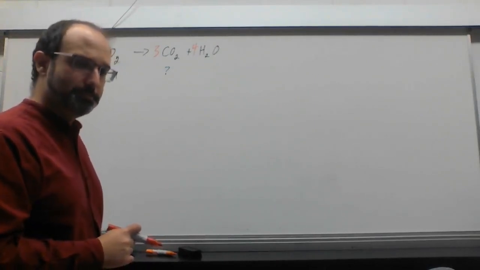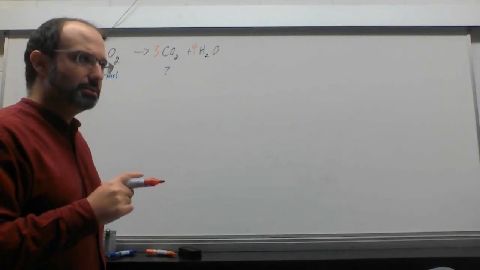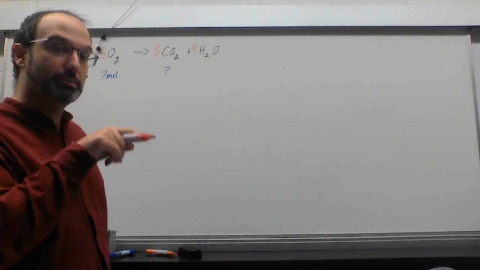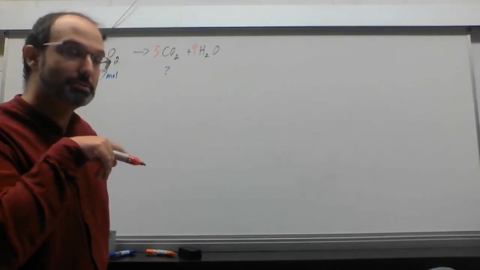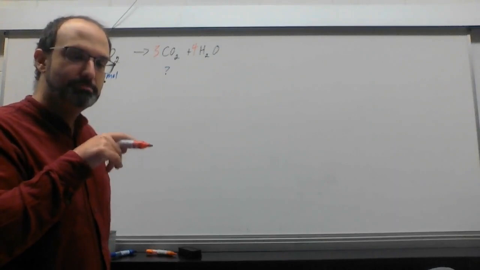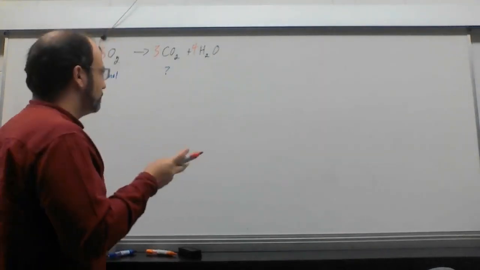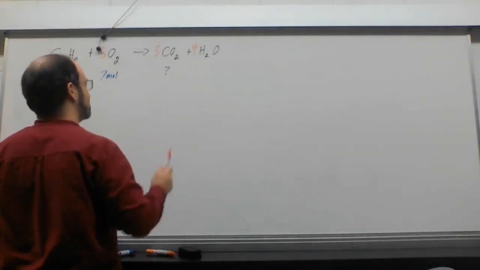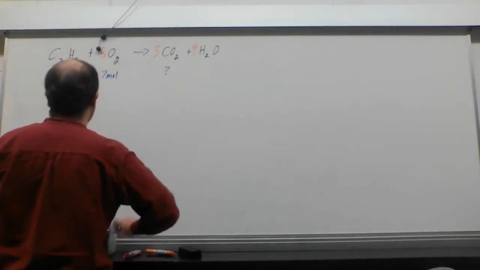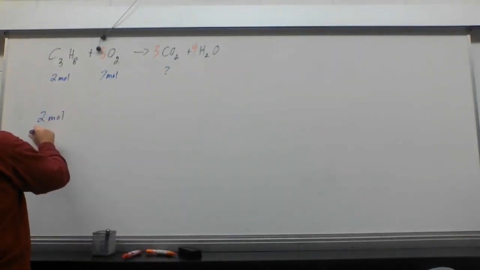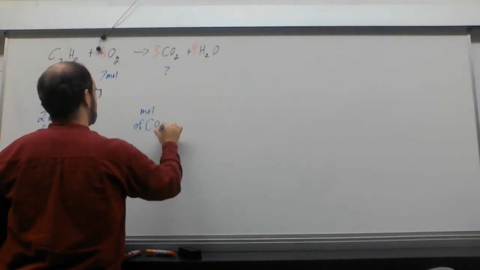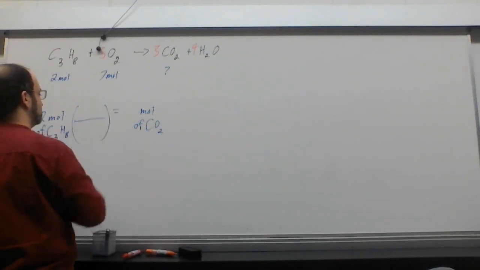Now what do we do? Well, think about what we did with the sandwich. We worked out how many sandwiches we could make with each of the different reactants, with the bread, with the cheese, and with the meat. So let's do the same thing. We have 2 moles of propane. How many moles of carbon dioxide can we make with that? All right, let's give it a try. 2 moles of C3H8, and I want moles of CO2 equals.